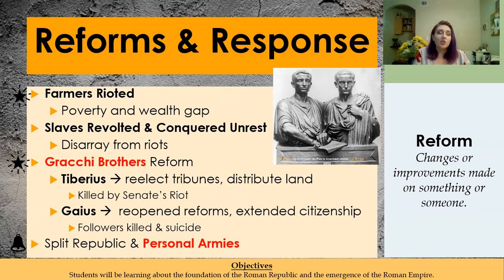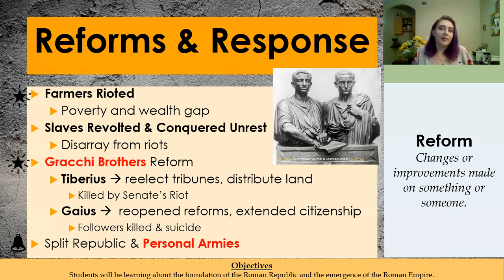And what happened is these two brothers, the Gracchi brothers, were like, you know what, there needs to be some changes. First off, there was the brother Tiberius. He wanted to re-elect tribunes, which hadn't been done in years. So the tribunes that we talked about before, these plebeian leaders, hadn't been re-elected in years, so there was a lot of corruption going on behind that. He said we should re-elect them, as well as distribute land back to the plebeians so that they have their own wealth back. However, he ended up killed by a Senate-created riot in order to silence him.